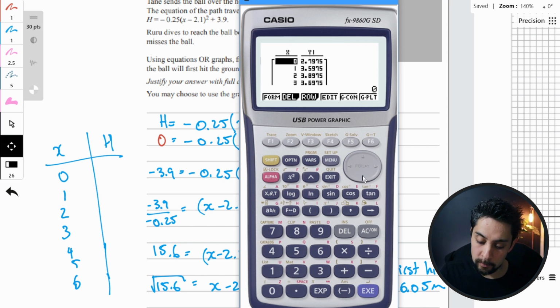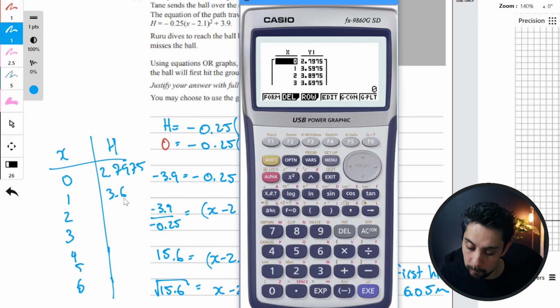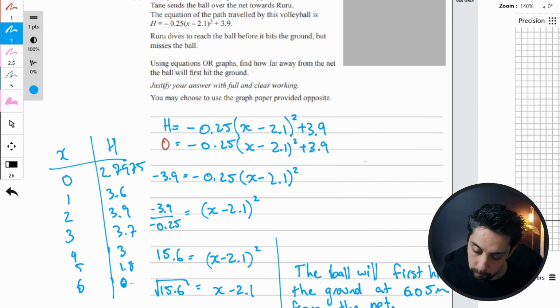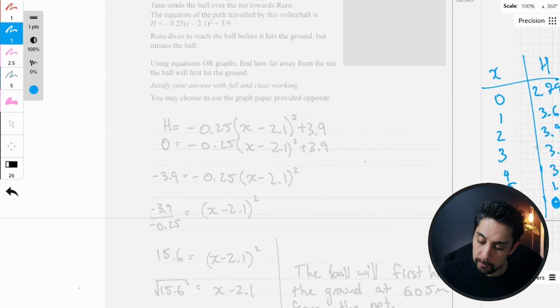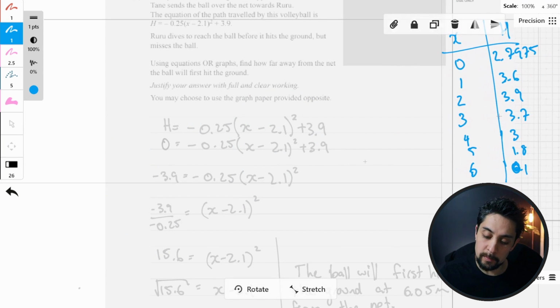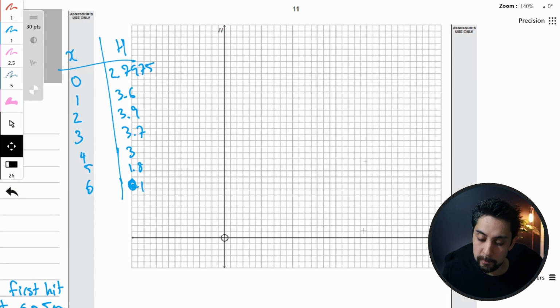So let's execute and we can see, yeah, that's pretty much 6.05 will be our landing point. So we're on the right track. These are all pretty close together. So let's just write all of this down here and then we'll transfer it over to the graph. Okay, so we've got our table. We'll take this over to the graph and then plot these points on this graph.